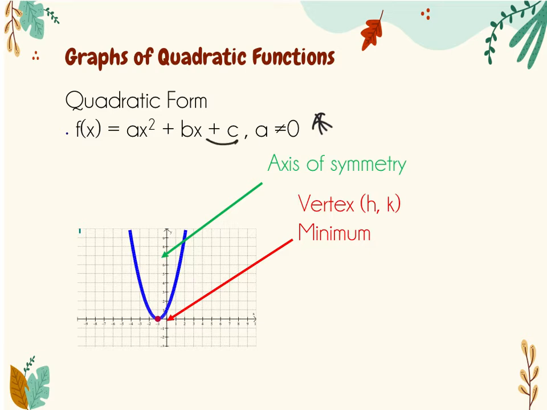The vertex is your h and k. It's either the lowest point, which is a minimum, or if your graph looks like an upside down U, then the vertex will be a maximum. The vertex is labeled as h, k, and through that vertex is a vertical line called your axis of symmetry.